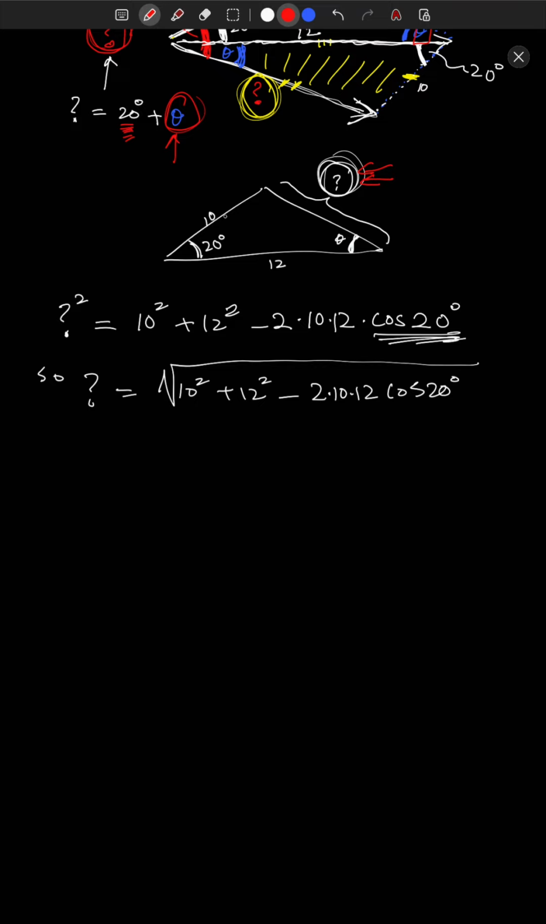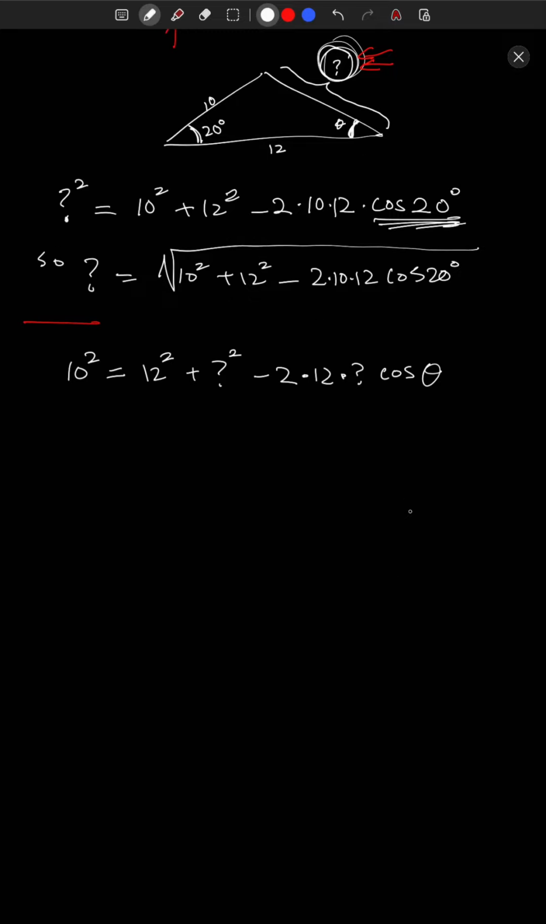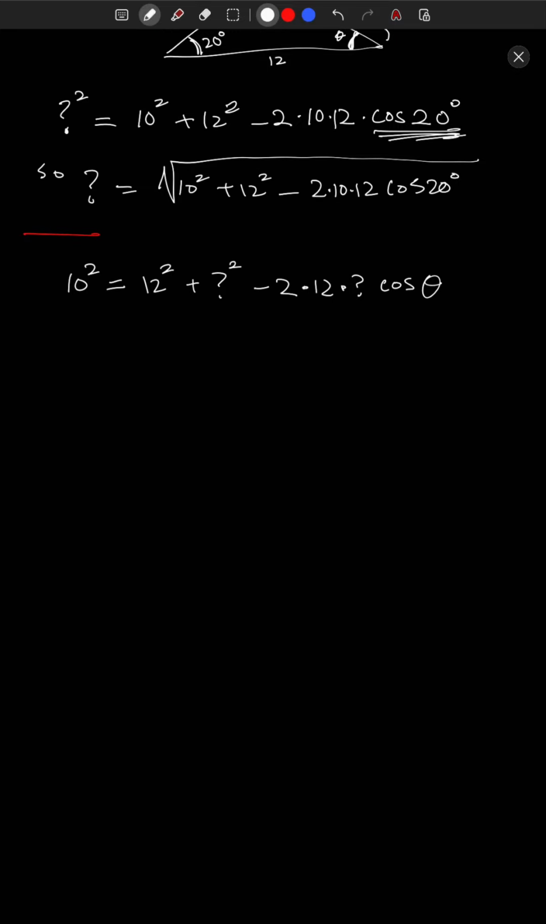The side opposite this angle is 10, so we would be looking at 10 squared equals 12 squared plus question mark squared. An important feature here is we know question mark, right? We can plug it in from the calculator at this point. And then minus 2 times 12 times question mark times cosine of theta. And then in order to get theta, we throw everything to the other side and take an arc cosine.